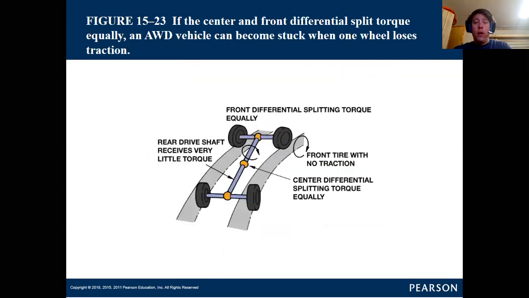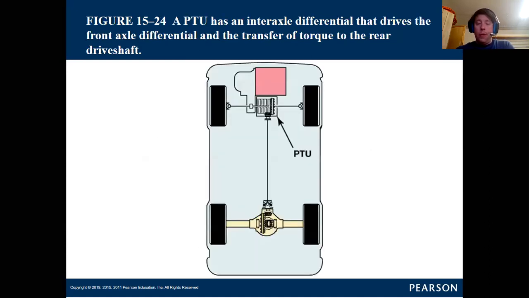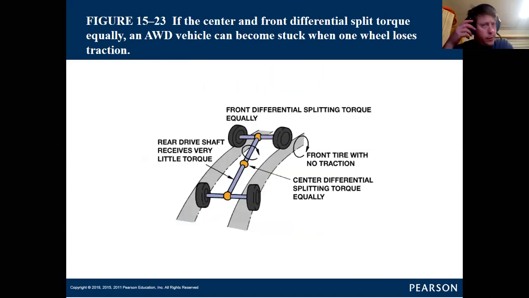But I'm not really sure what this slide is talking about, to be honest. If the center and front differentials split torque equally, an all-wheel drive vehicle can become stuck when one wheel loses traction.